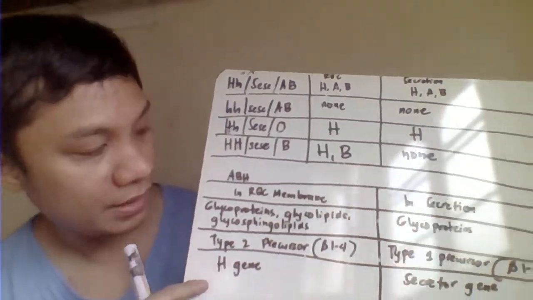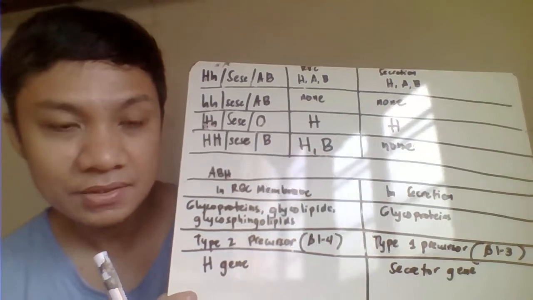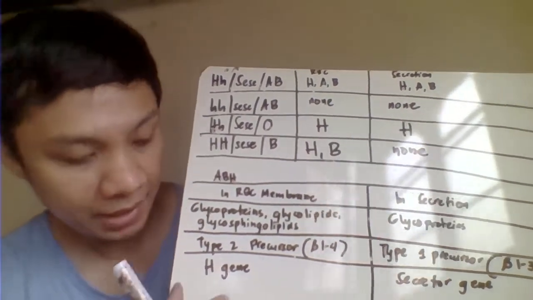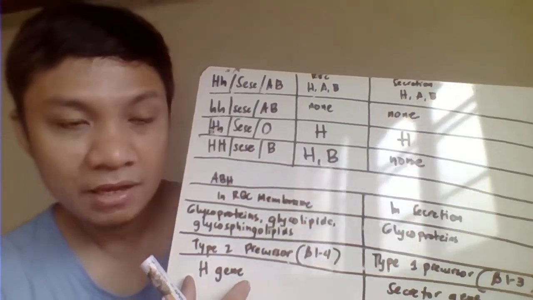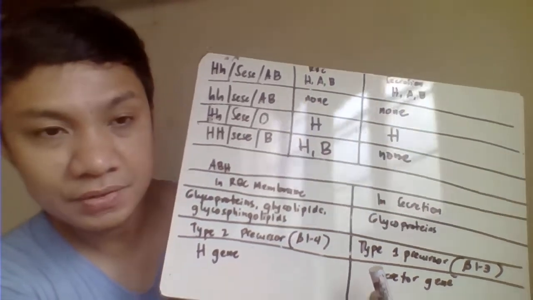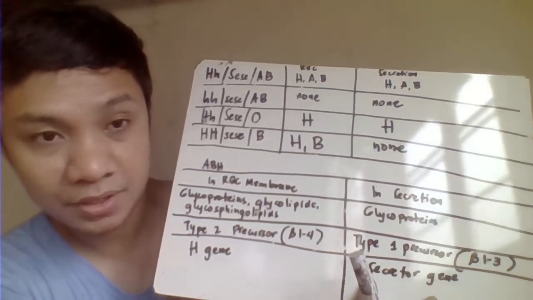Okay, for the production of your H antigen in your RBC membrane, kailangan natin ng H gene. And for the production of your H antigen in your secretion, kailangan natin ng secretory gene.